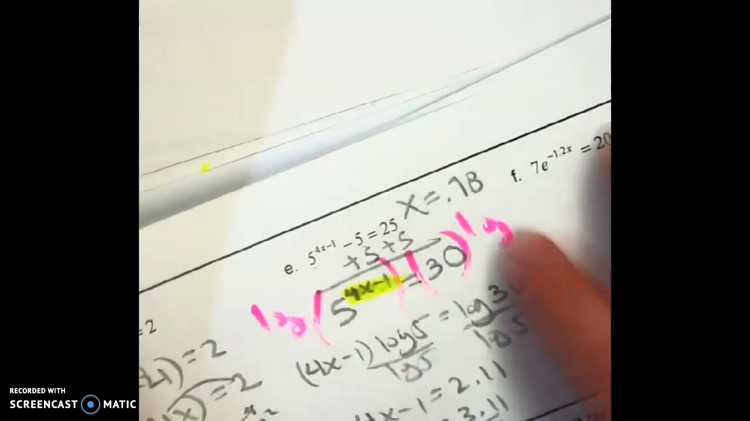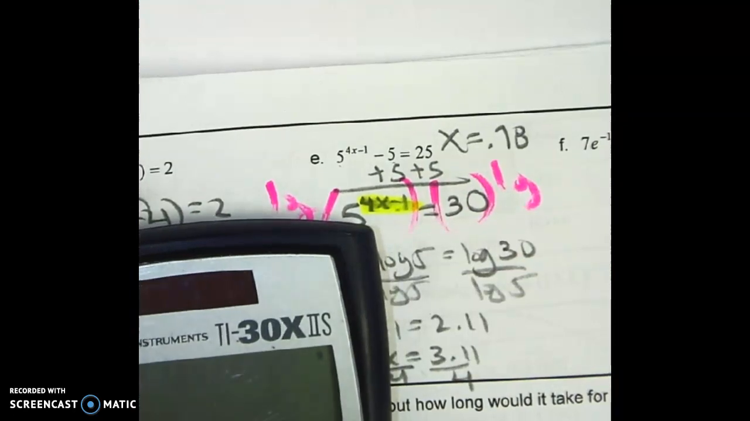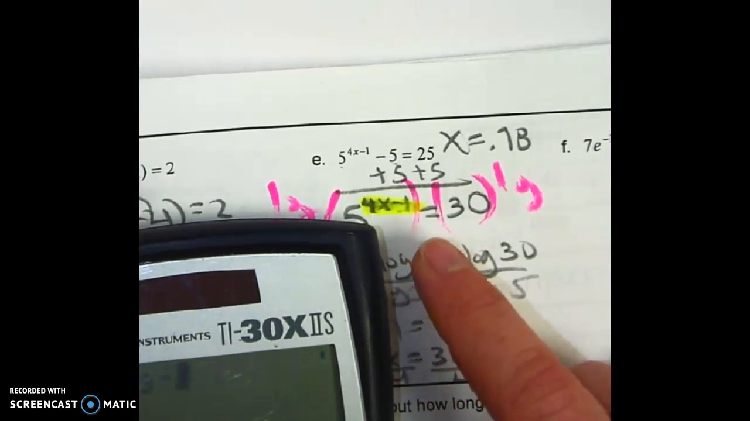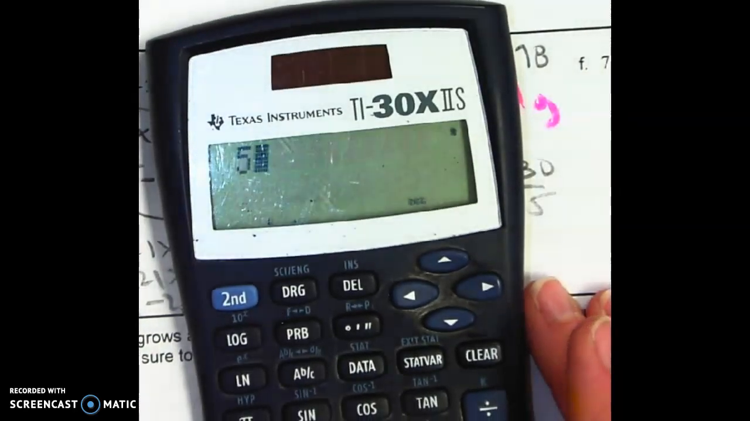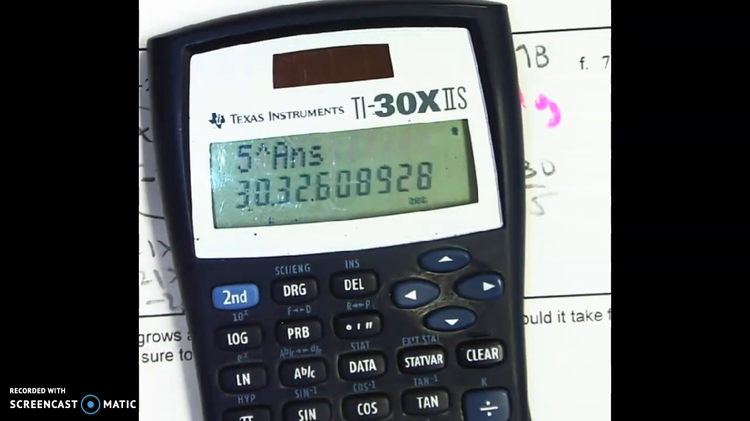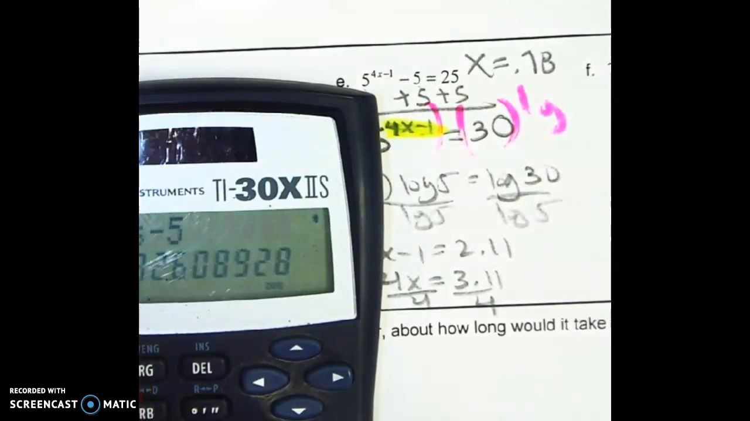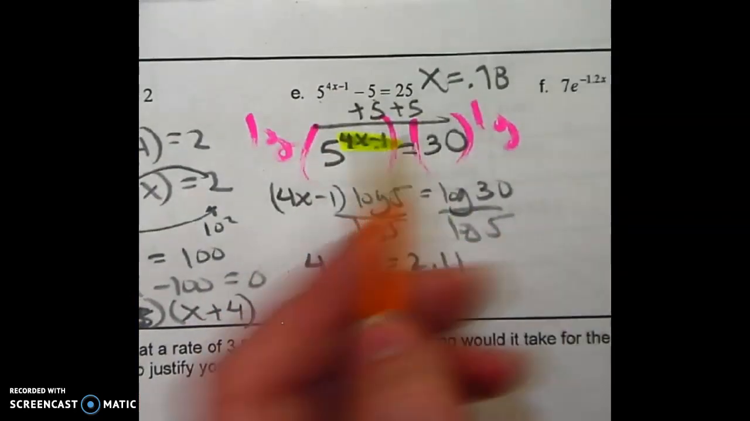I want to check it because you know me and made a mistake before. So I should be able to go 0.78 times 4 minus 1. Let me zoom that out a little bit. And then I need to go 5 to that answer. So 5 to the, if I go second negative, it tells me the answer. And now I subtract 5, and I get about 25. Okay? All right, last one.